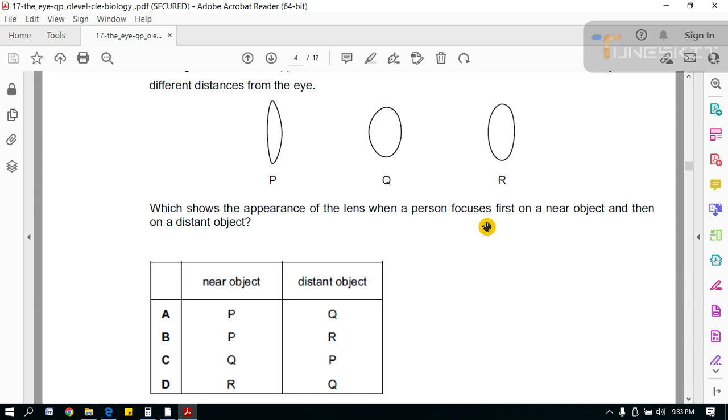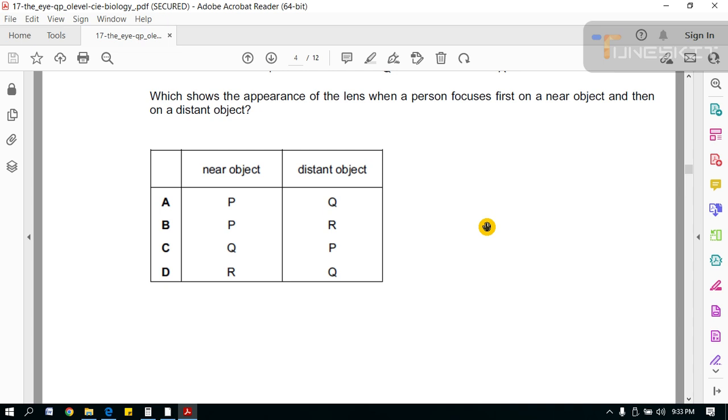Are you getting this point? So I think it's very easy. Here again you have to focus on the changes in the lens when we see things at a distance and when we see things which are close to us, right? So when the lens becomes thick and when the lens becomes thin. If you understand this concept, it would be easy for you to attempt such types of questions.